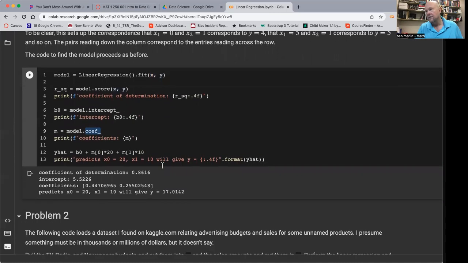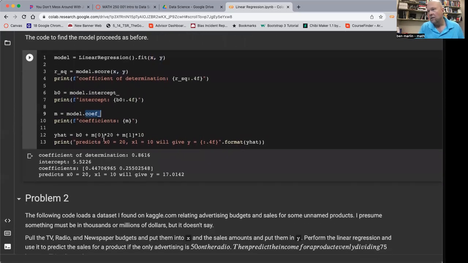So the particular thing that we had here was that we got 0.447 something, and we got 0.2502 something, right? So if you were using these, you would have 5.5226 plus 0.447 something x1 plus 0.2550 x2. That would be your model.